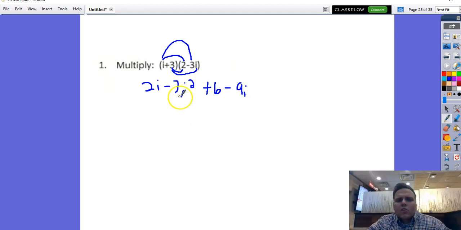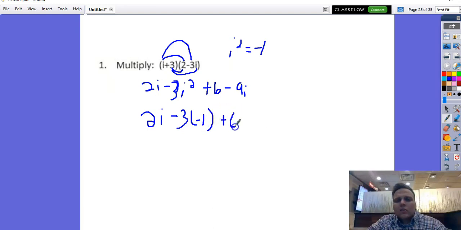Alright, so remember that i squared is equal to negative 1. So I'm going to replace i squared with negative 1. Plus 6 minus 9i. Now, negative 3 times negative 1 is going to make this become a positive 3, and then plus 6 minus 9i still.